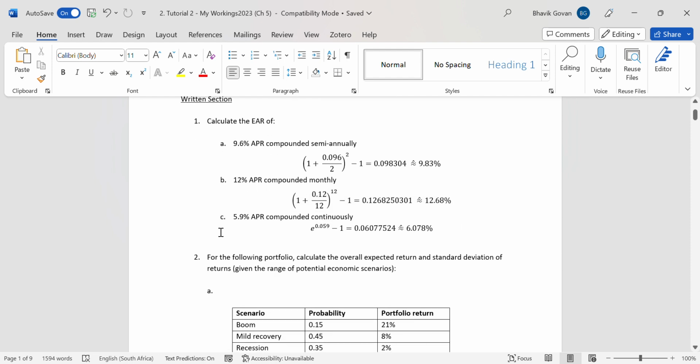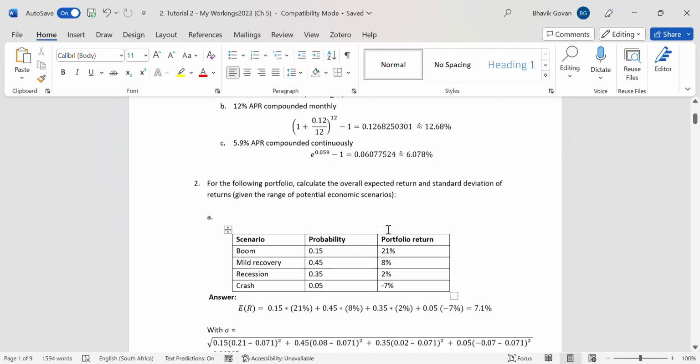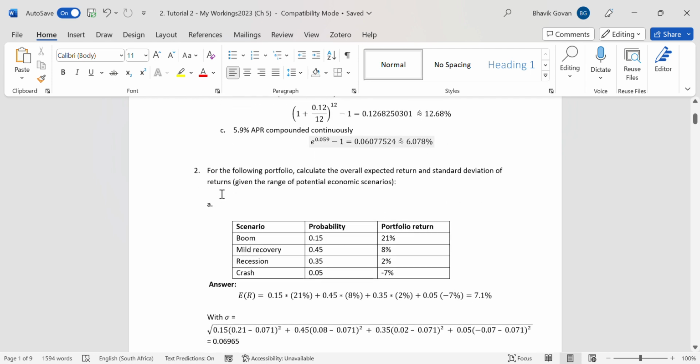Then we've got 5.9% APR compounded continuously. So for this we use the e, so it'll be e to the 0.059 minus 1, and we get 6.078%.